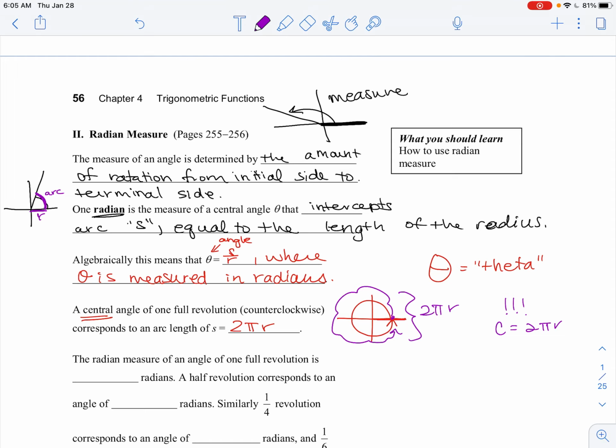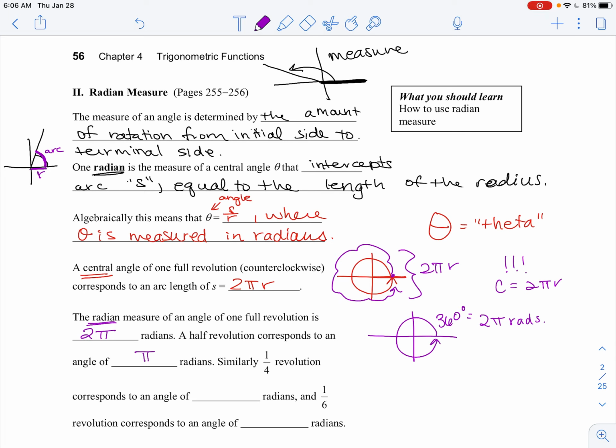A half revolution, or 1 radian, the radian measure of an angle of 1 full revolution is 2 pi radians. We used to call 1 full circle just 360 degrees, right? Well, we know that 360 degrees, we're now saying, is really 2 pi radians. A half revolution, or half of 2 pi, we would say is pi radians.